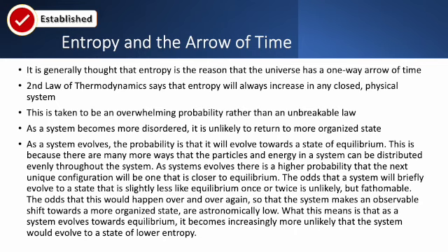The odds that a system might evolve briefly to a state that is slightly less like equilibrium once or twice might be unlikely, but it's fathomable. The odds that this would happen over and over again, so there's an observable shift towards a more organized state, are phenomenally low. What this means is that as the system evolves towards equilibrium, it becomes more unlikely that it will evolve to a state of lower entropy.